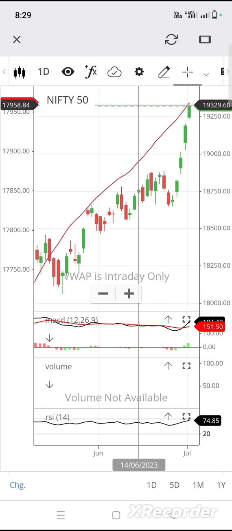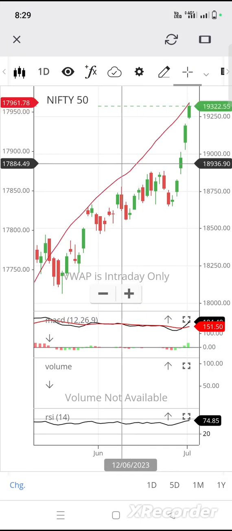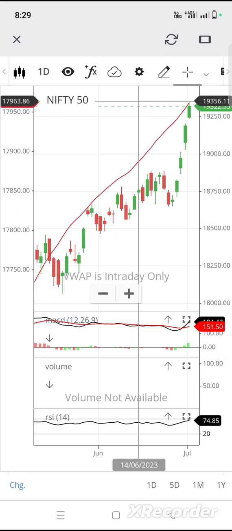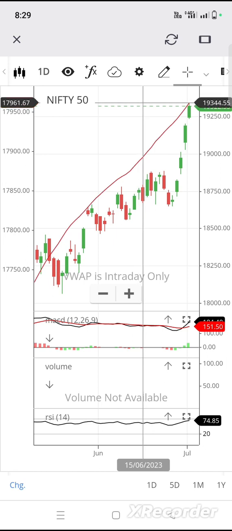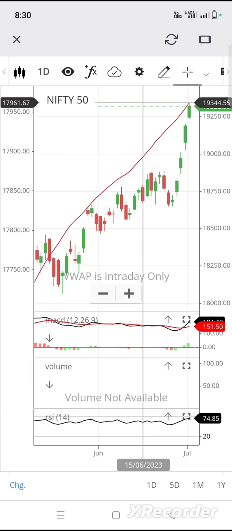So exactly at 8 o'clock I'll open my account and check the levels. I'll check the Nifty 50 levels and mark the previous high and low, so that it gives me the range, and also to predict today's market.